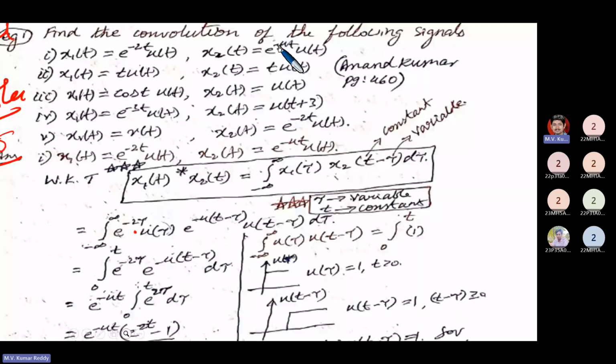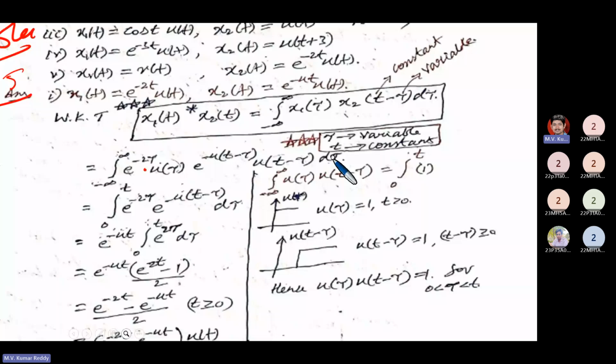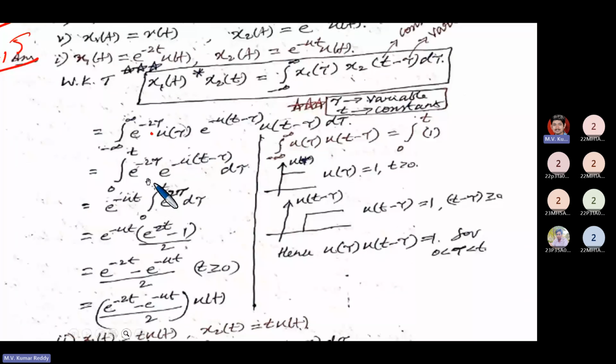So e power minus 4 in place of t, t minus tau, next u of t minus tau d tau. Next, u of tau. Already we have to write in the exam in this manner: u of tau is greater than 0, u of t minus tau also greater than 0. Here greater than 0, here greater than tau. So multiplication here.